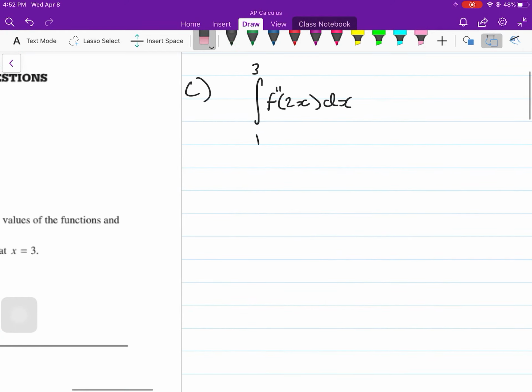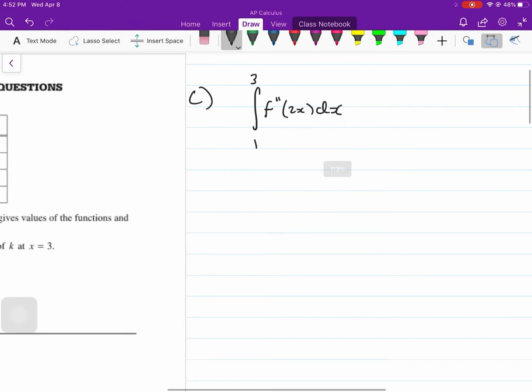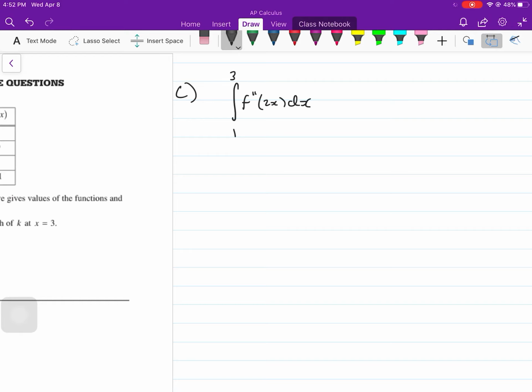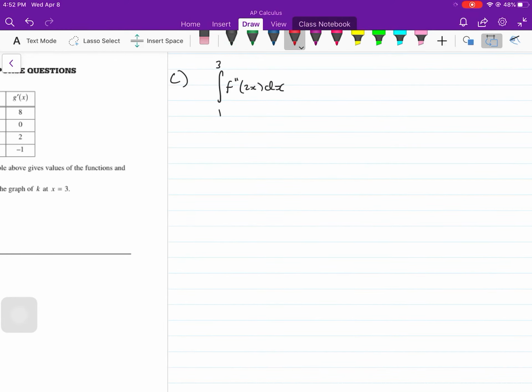Now what am I going to do? I'm going to try doing the antiderivative, run it through that fundamental theorem of calculus, but we're going to have to do some reverse chain rule, u substitution. So u is going to be 2x, du is going to be 2 dx. So we get du over 2 equals dx. Substitute this in. I'm going to change the bounds because I like to change the bounds.